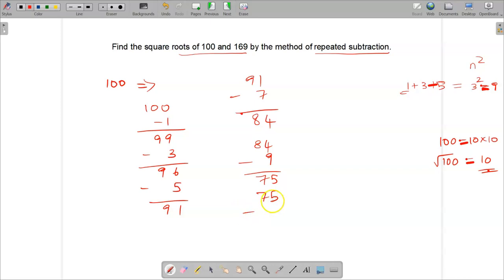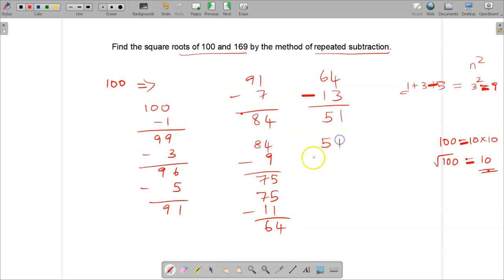So 75 minus the next odd number, which is 11. 5 minus 1 is 4, 7 minus 1 is 6. So next is 64. The next odd number after 11 is 13. Like this we have to subtract and go on until we get the final answer as 0. 4 minus 3 is 1, 6 minus 1 is 5.